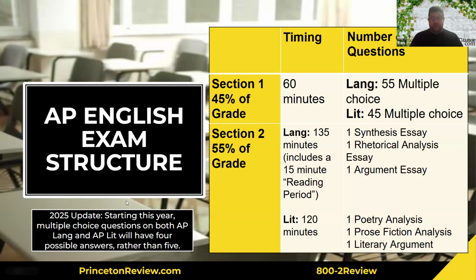One very big note here in the bottom left, one of the very recent announcements that just came out before the new year basically, was that this year, AP Lang and AP Lit will only have 4 possible answers on multiple choice rather than 5. That's great news. That is 1 less tricky answer that you need to deal with.